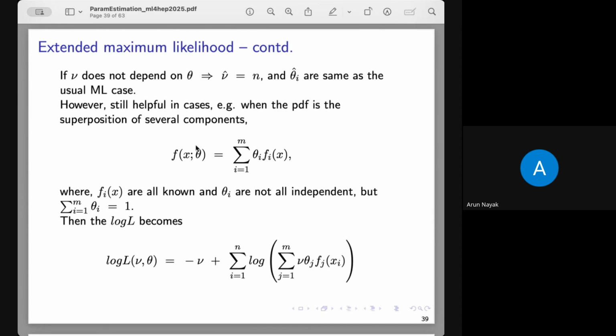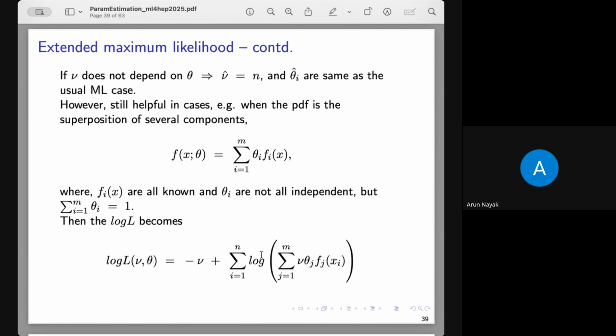So in that case, it is possible that you can write the total PDF as a weighted sum of the individual PDFs, like in this way, theta_i times f_i, where f_i are all known and theta_i are all independent. But there is a constraint that the sum over theta_i of individual components should be 1. And then if you rewrite the log likelihood function, it will become in this form.